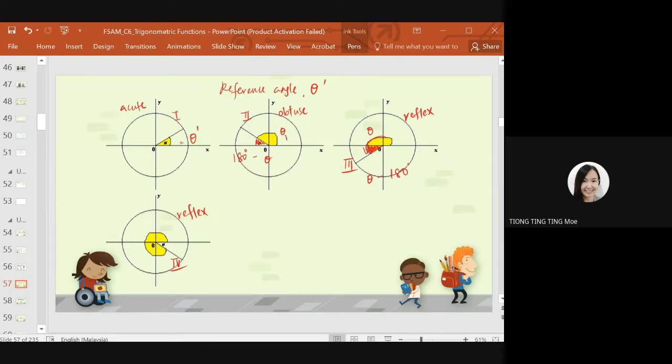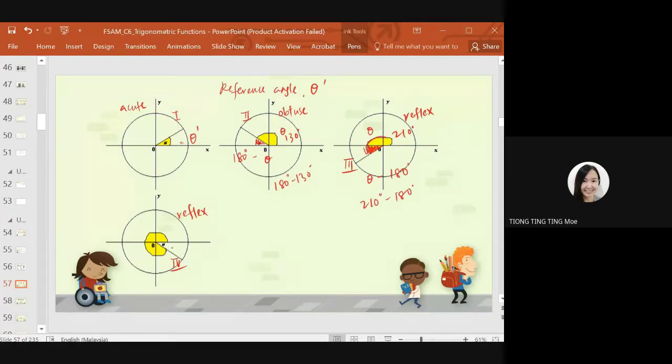So let's say this is 130 degrees. Of course, bigger value minus the smaller value: 180 minus 130. Then let's say this is 210. Okay, 210. Then of course, the bigger value minus the smaller value: 210 minus 180. Like this.